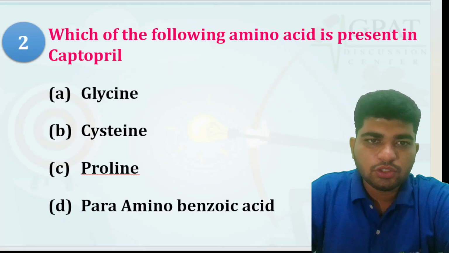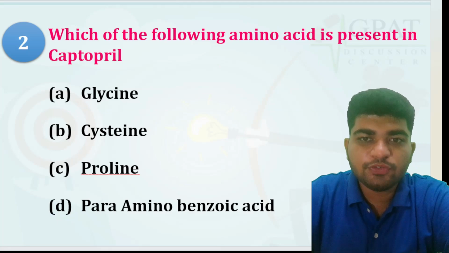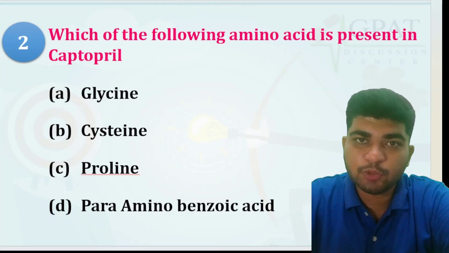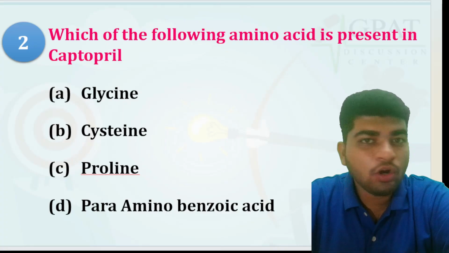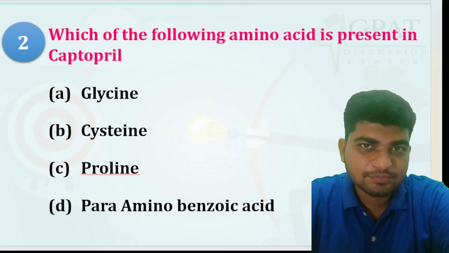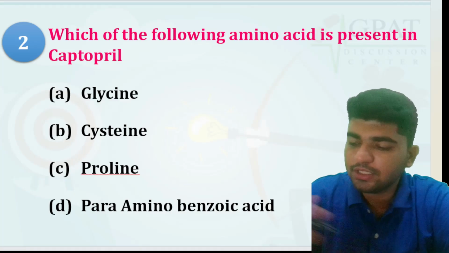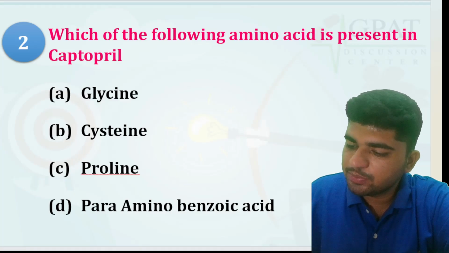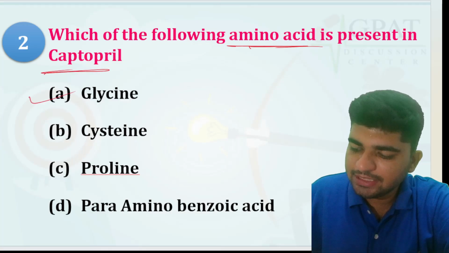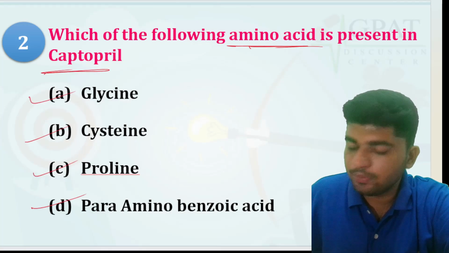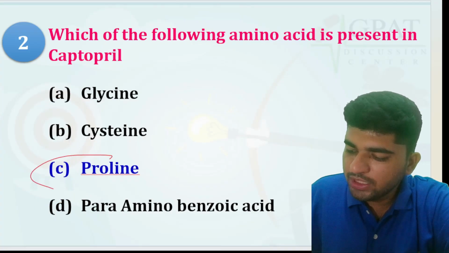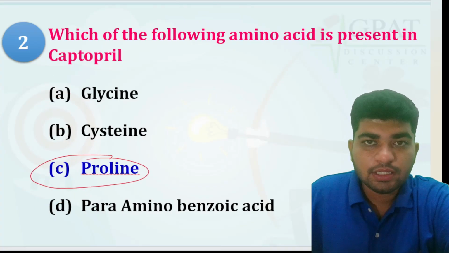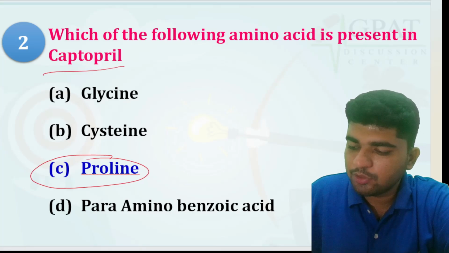Let's move to the next question: which of the following amino acids is present in captopril? Can you tell me whether captopril is short acting or long acting? Write in the comment section. The options are glycine, cysteine, proline, and para-aminobenzoic acid. Let's move to the answer: proline is there in captopril.